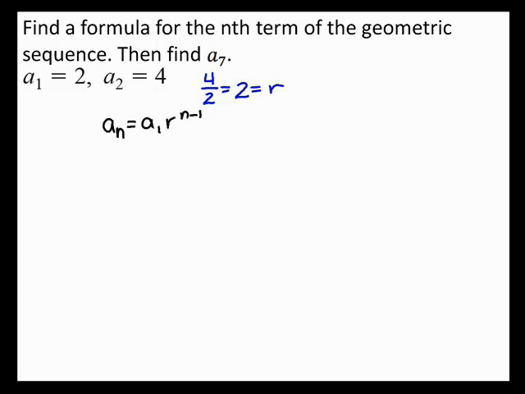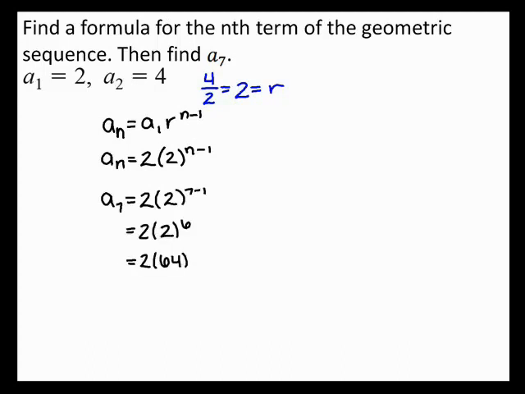Use the formula a sub n is equal to a sub 1 times r to the n minus 1. Substitute 2 in for a sub 1 and 2 in for r. You find the formula to be a sub n is equal to 2 times 2 to the n minus 1. Substitute 7 in for n. Simplify 7 minus 1. Simplify 2 to the 6th. Simplify 2 times 64. You find that a sub 7 is equal to 128.